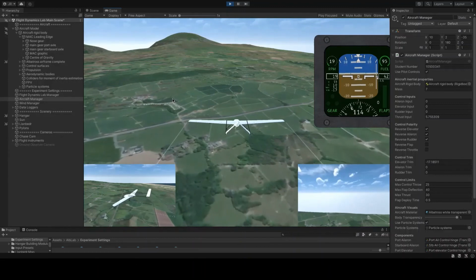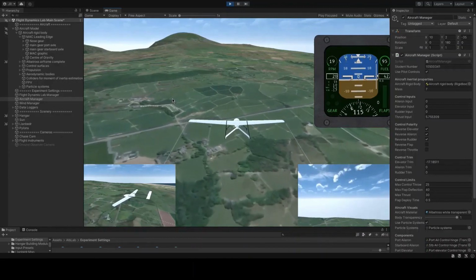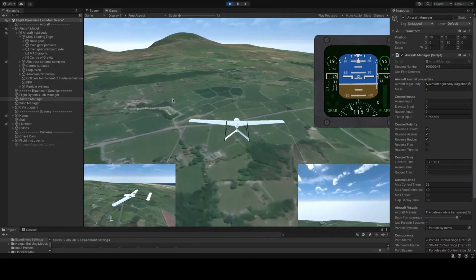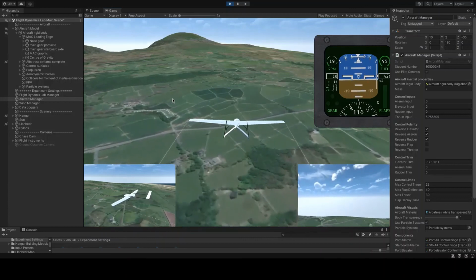Here we have an example of trim flight at cruise, which is about 20 meters a second. Our deflection is minus 17 degrees, so 17 degrees down.